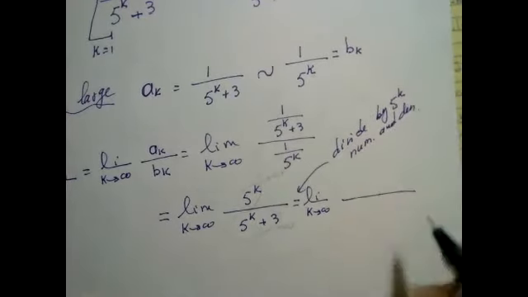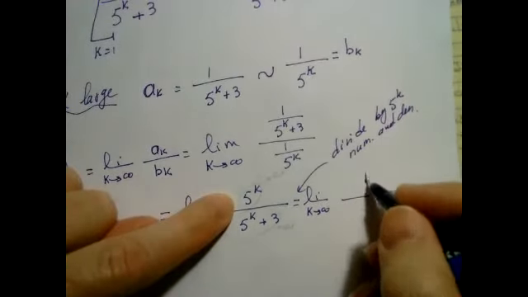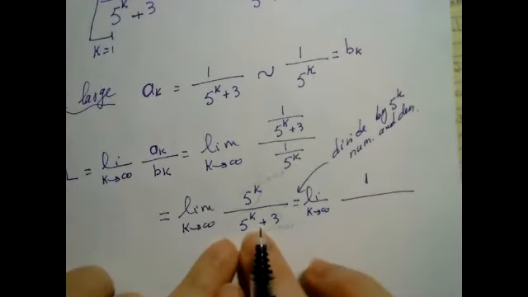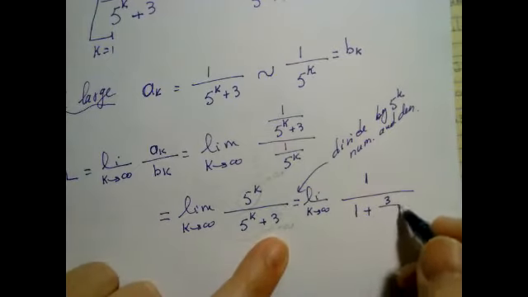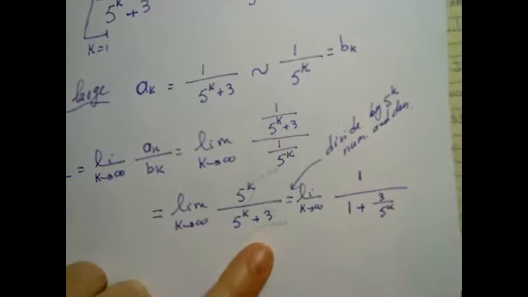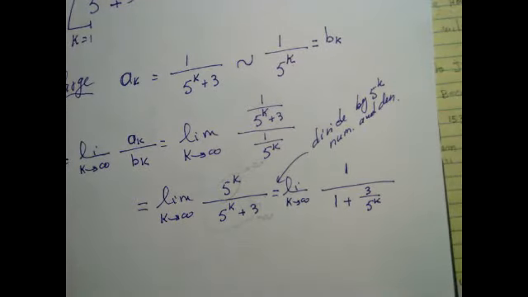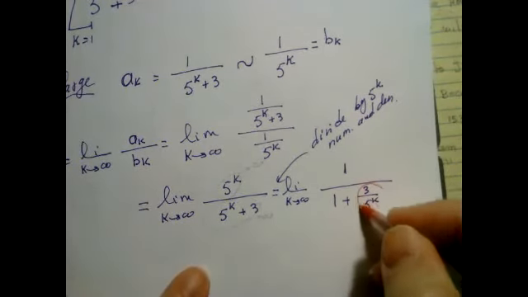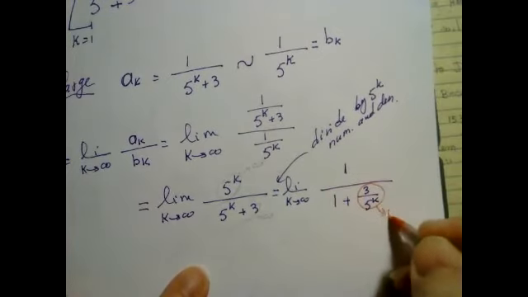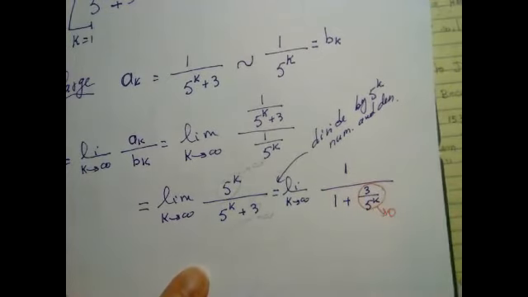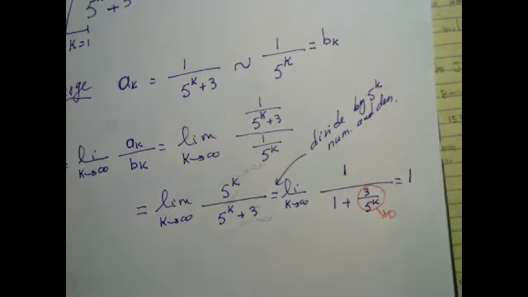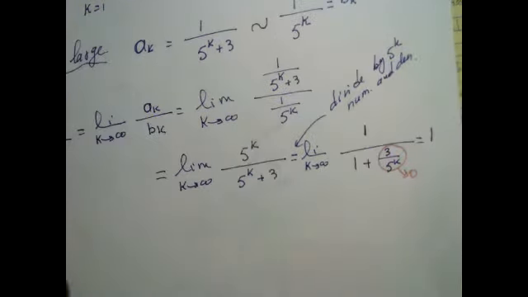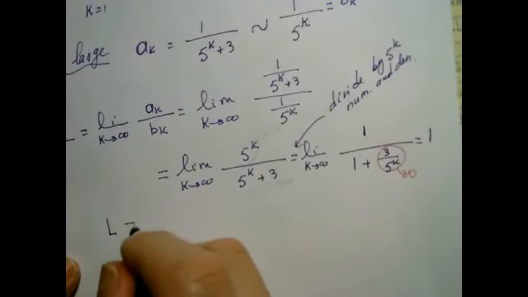And this would give me 5 to the K divided by 5 to the K, it gives me a 1. 5 to the K divided by that, it's a 1. Divide this by 5 to the K. And now when K goes to infinity, 3 over 5 to the K will become close to 0 because 5 to the K goes to infinity, and the whole thing becomes equal to 1. So again, our choice is very good. So my limit is a finite limit.